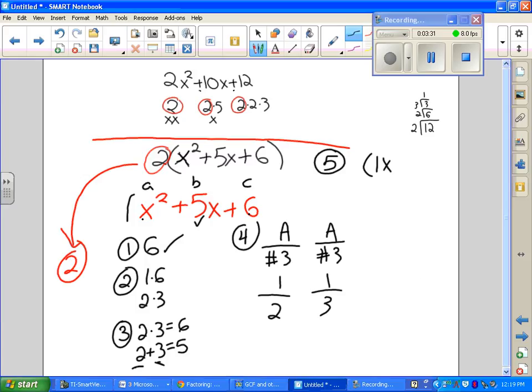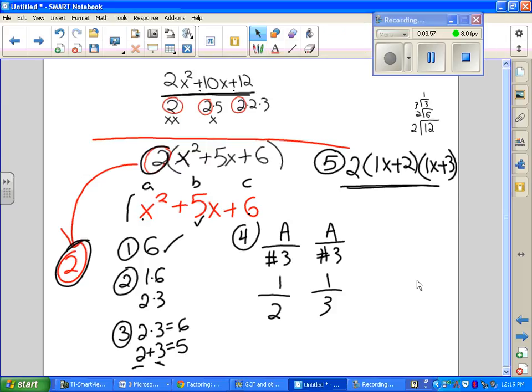1x plus 2 and 1x plus 3. The one thing we have to remember is to bring this 2 over that we factored out in the beginning back to this problem. So we say our answer is 2 parentheses 1x plus 2 parentheses 1x plus 3. We think that's our answer for us to factor 2x squared plus 10x plus 12.